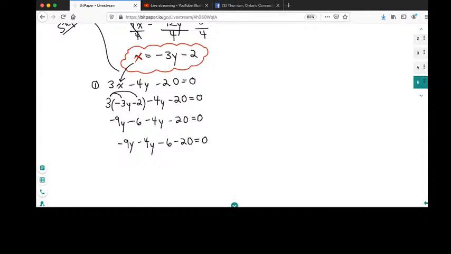So negative 9y minus 4y is going to be negative 13y.